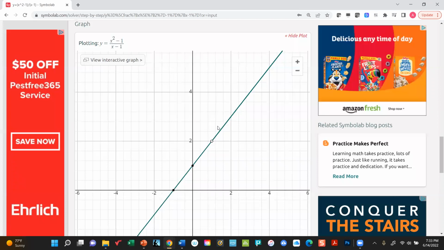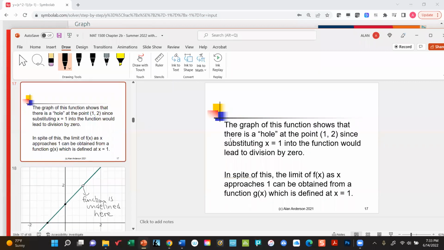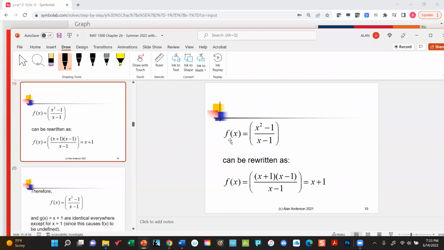So what do we do? Do we stop and conclude that this function does not have a limit? Well, you might think so, but that's actually not correct. What can we do instead? Why don't we do some algebra, and we'll take the x squared minus 1 and rewrite it as x plus 1 times x minus 1, and then the two x minus 1's cancel, and we're left with x plus 1.